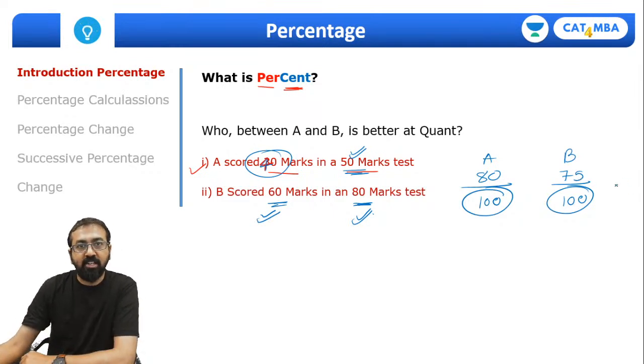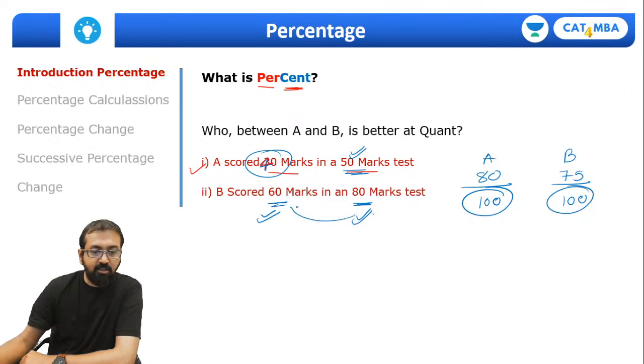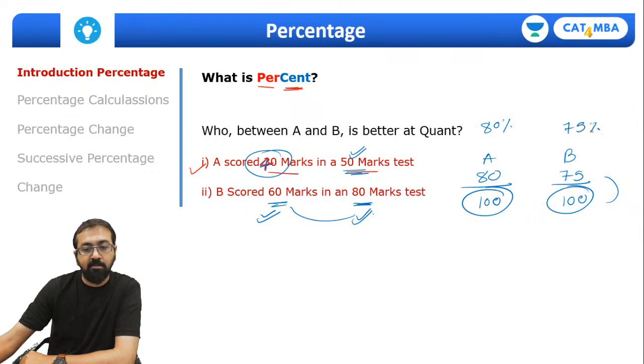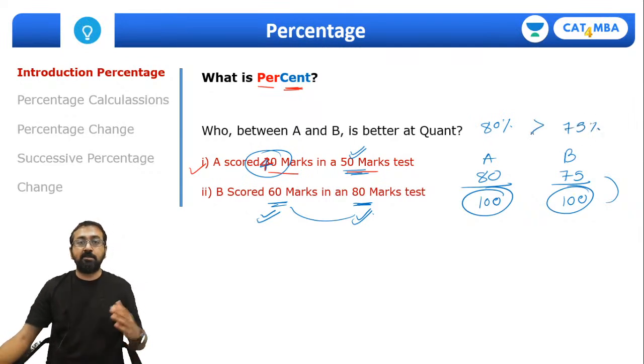Are you getting this point? B would have scored 75 marks out of 100 because this 60 is 3/4 of 80. So what is 3/4 of 100? 75. So now you can make out, okay, A has scored 80% marks and B has scored 75% marks, and definitely A's performance is better than B.